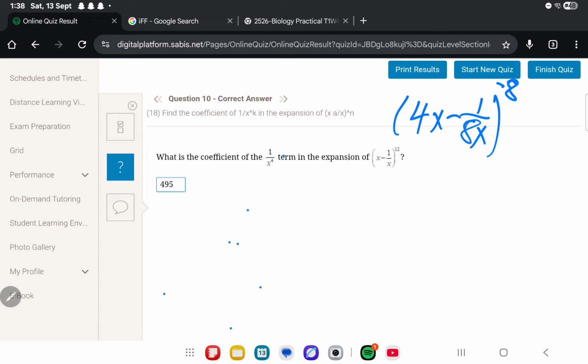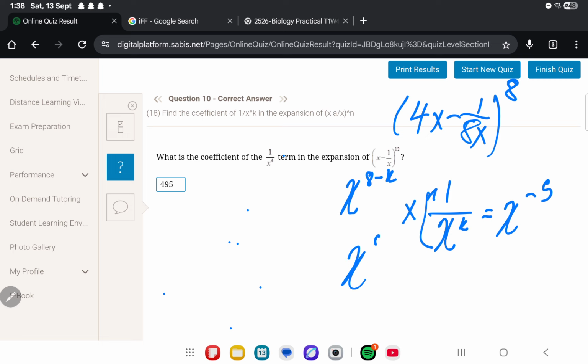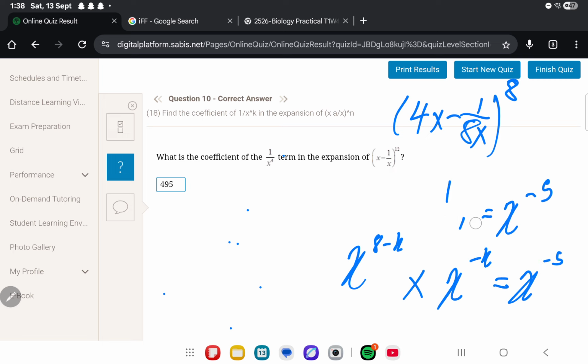Now, you're going to apply the binomial expansion, but in a shortcut method. So x to the power of 8 minus k, again ignoring my coefficient, multiplied by 1 over x to the power of k, is going to equal x to the power of negative 5. So it's x to the power of 8 minus k times x to the power of negative k, equal to x to the power of negative 5. You have the same base, so you can write 8 minus 2k equals negative 5.